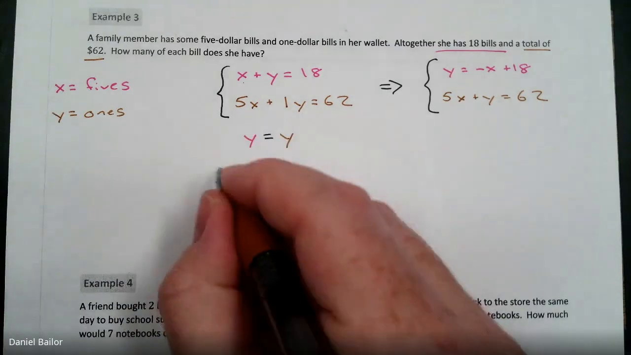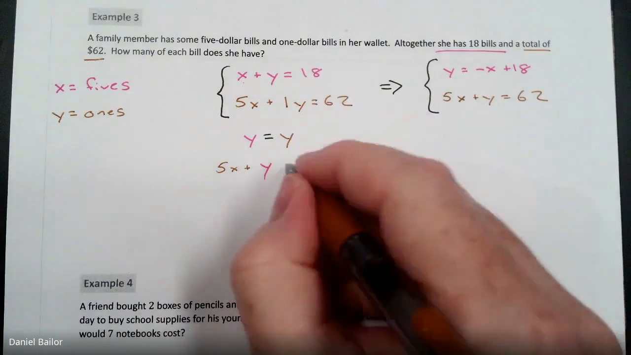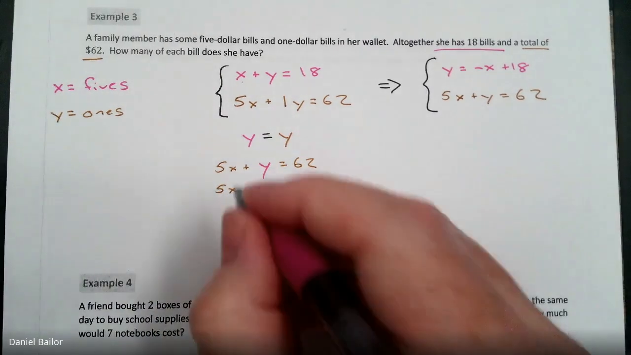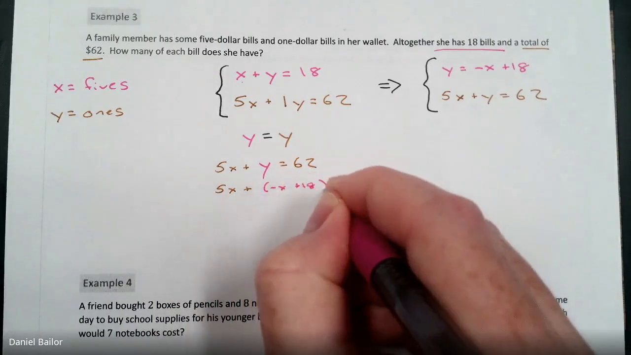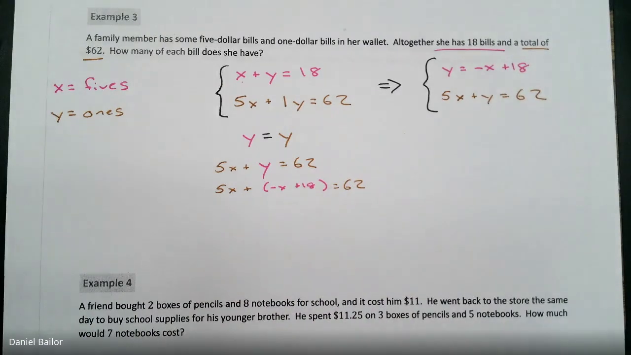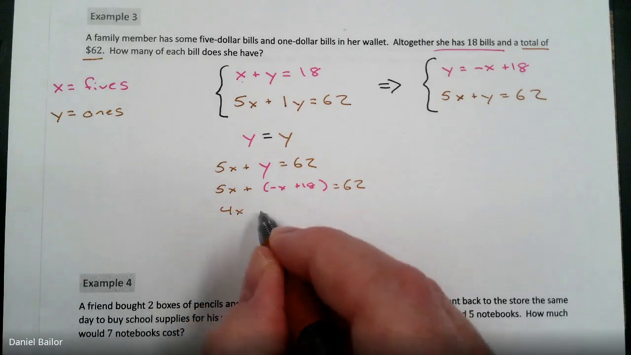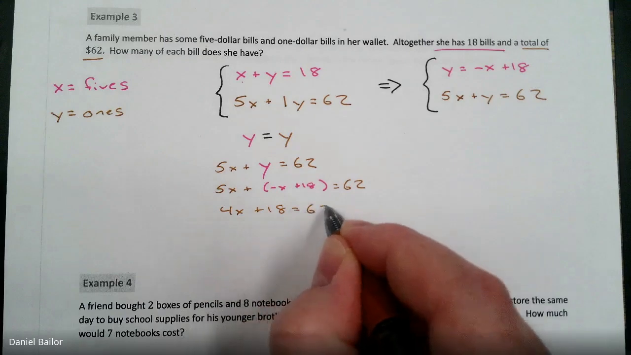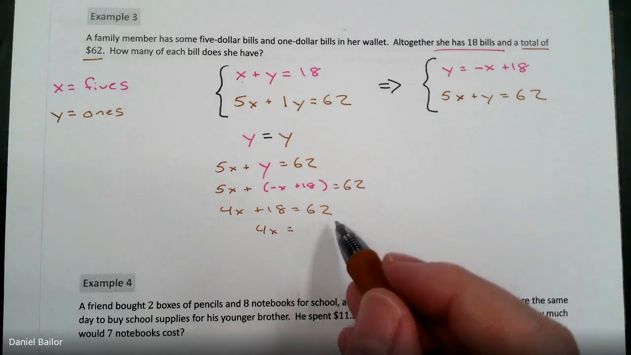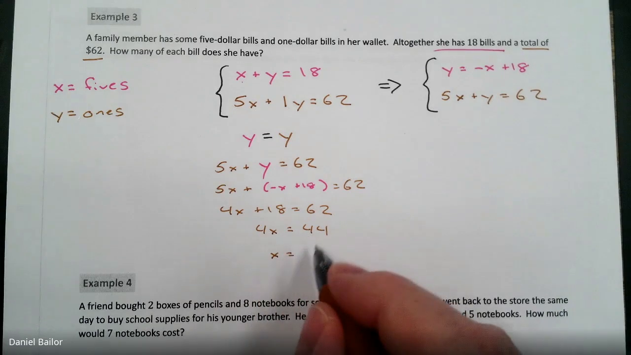So I'm going to do 5x plus y, and I'm taking the pink y, equals 62. So I get 5x plus negative x plus 18 equals 62. So let's solve it. That's 5x and minus x means I get 4x plus 18 equals 62. Take 18 away from both sides to isolate the x term. 62 minus 18 is 44. Divide by 4 to isolate the x. 44 divided by 4 is 11.